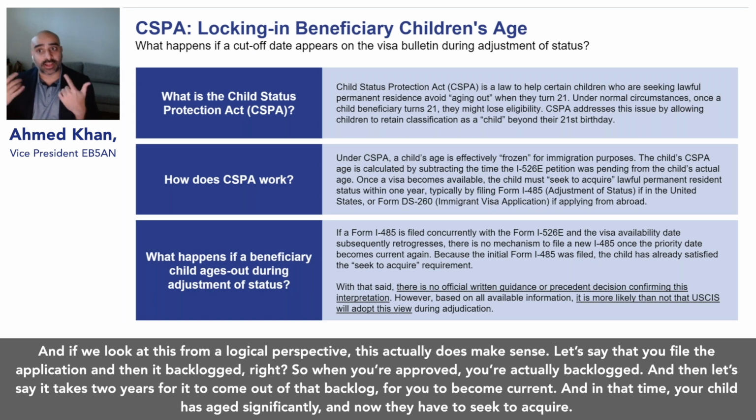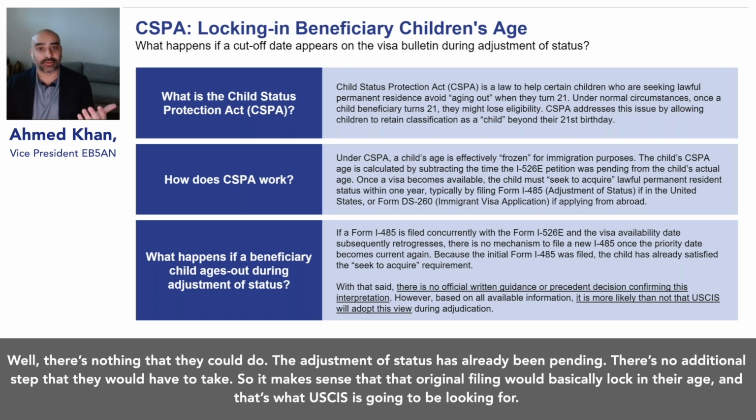And if we look at this from a logical perspective, this actually does make sense. Let's say you file the application and then it's backlogged. When you're approved, you're backlogged, and then let's say it takes 2 years to come out of that backlog and become current, and in that time your child has aged significantly. Well, there's nothing they could do, right? The adjustment of status has already been pending. There's no additional step they would have to take. So it makes sense that the original filing would lock in their age.